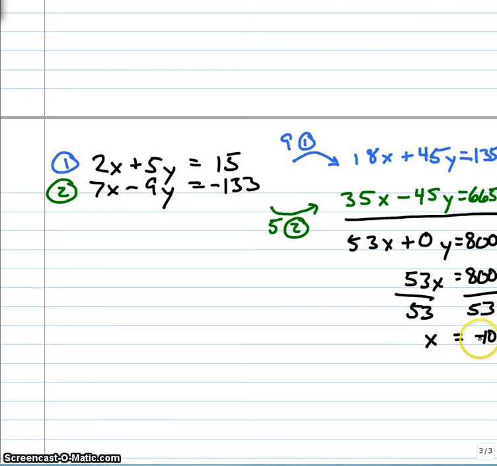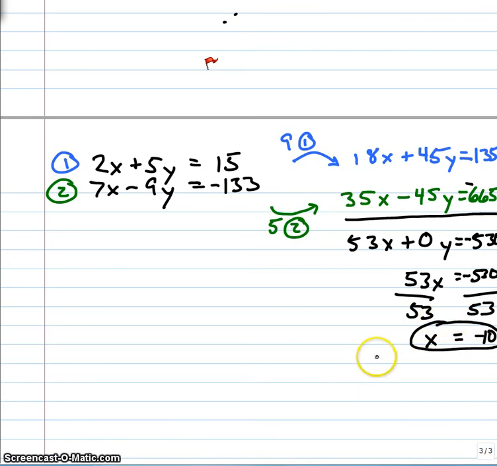That's not right. This should be a negative 665, and so that would change this, and it would also change this, and I would get a negative 530, and this would give me a negative 530, and that would give me a negative 10.